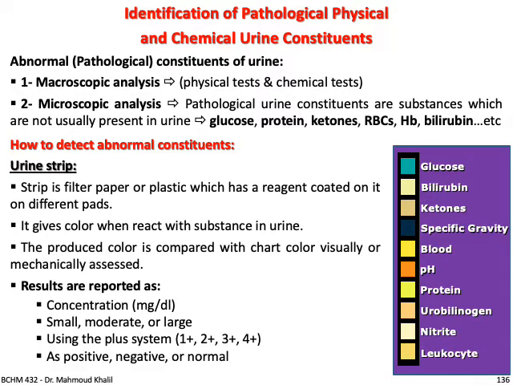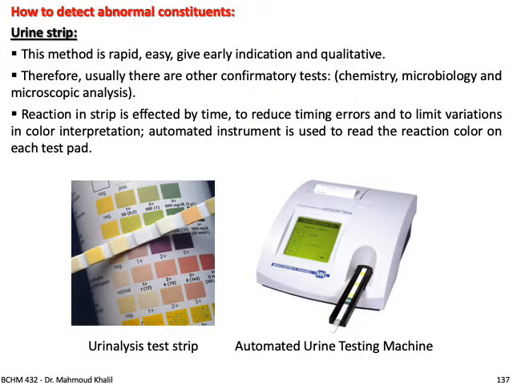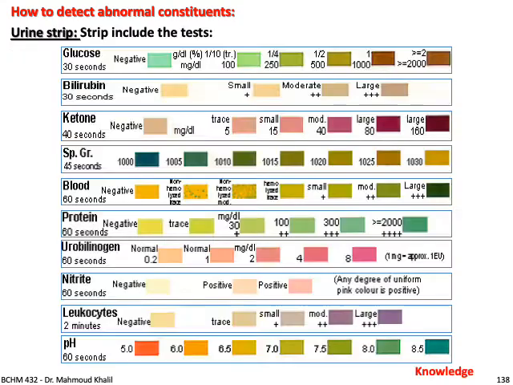Results are reported as a concentration, as small, moderate, or large, as a plus sign, as positive, negative, or normal. You can see as well this method is rapid, easy, gives early indication, and is qualitative. Therefore, usually there are other confirmatory tests followed by this urine strip. The reaction in the strip is affected by time. To reduce timing error and limit variation in color interpretation, automated machines are used to read the reaction color on each test pad, as you can see from the figure.